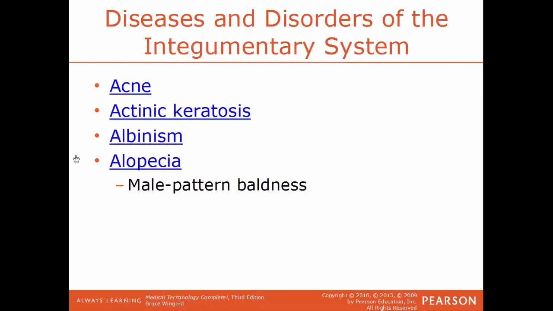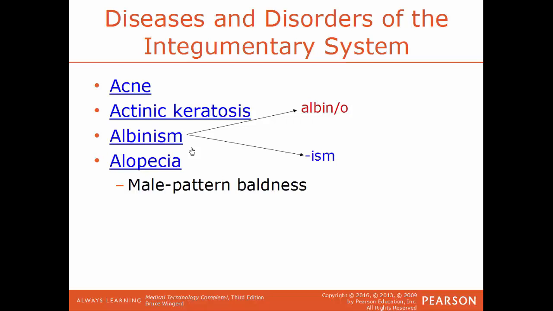This is either a partial or a complete lack of hair where hair normally should be growing, such as male pattern baldness. Something that is inherited, something that is passed on from generation to generation, usually from mother to child. And going back to this term here, albinism, we're going to break that term down.